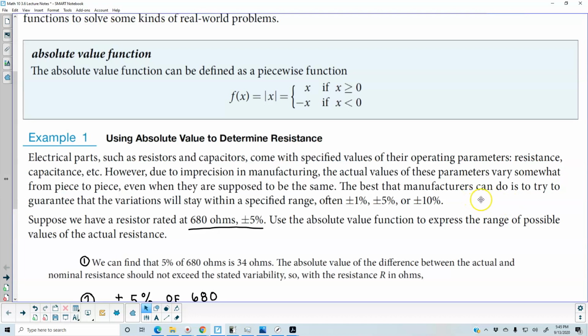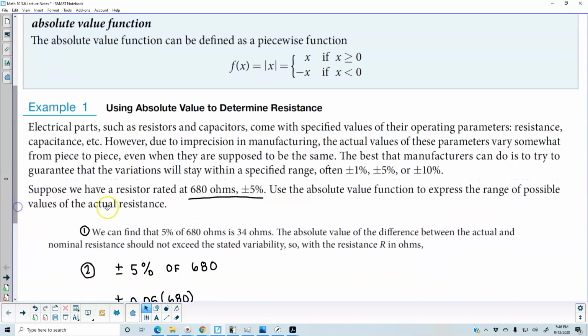The best that manufacturers can do is try to guarantee that the variations will stay within a specified range, often plus or minus 1%, plus or minus 5%, or plus or minus 10%. Now suppose we have a resistor rated at 680 ohms, plus or minus 5%. We're going to use the absolute value function to express the range of possible values of the actual resistance.